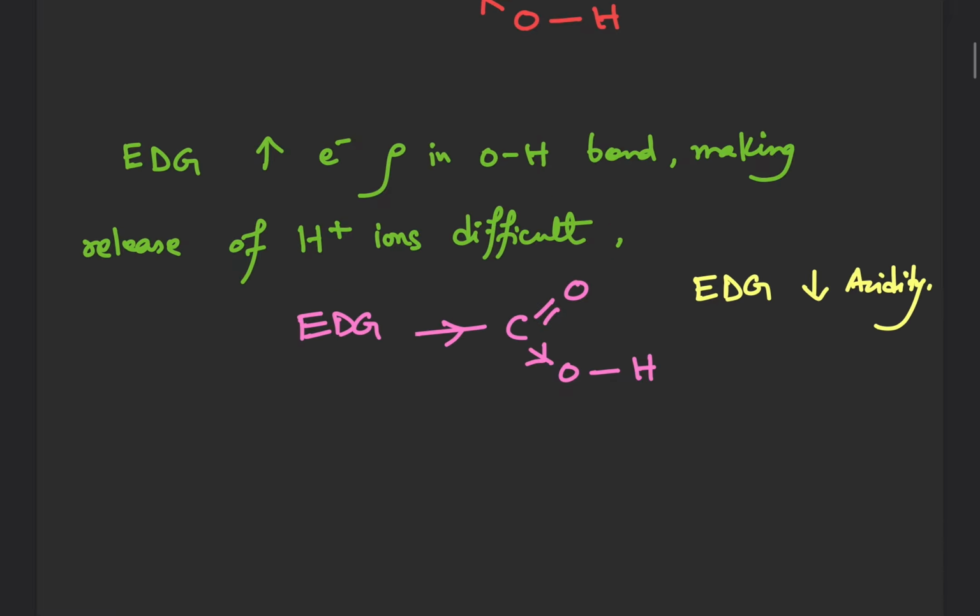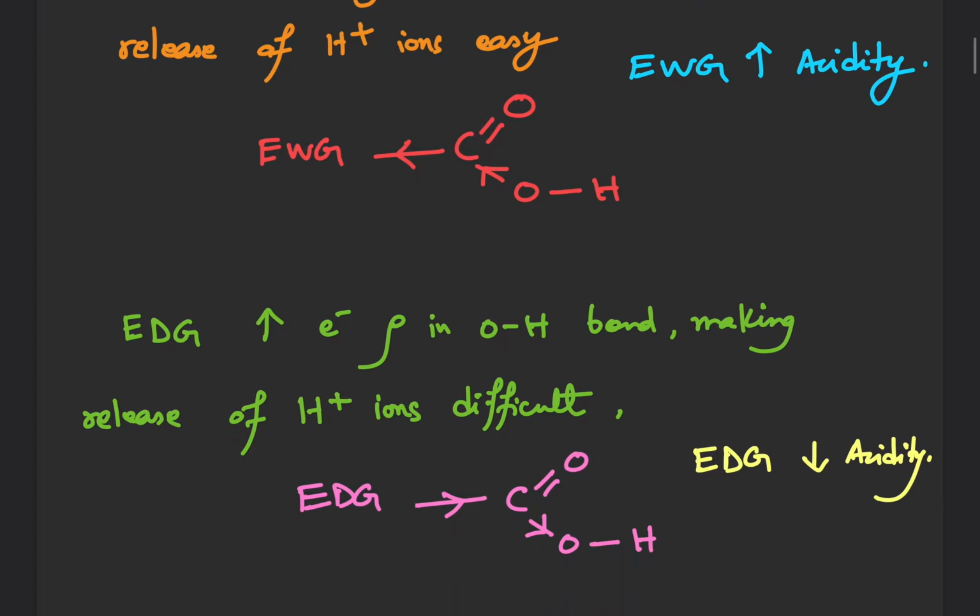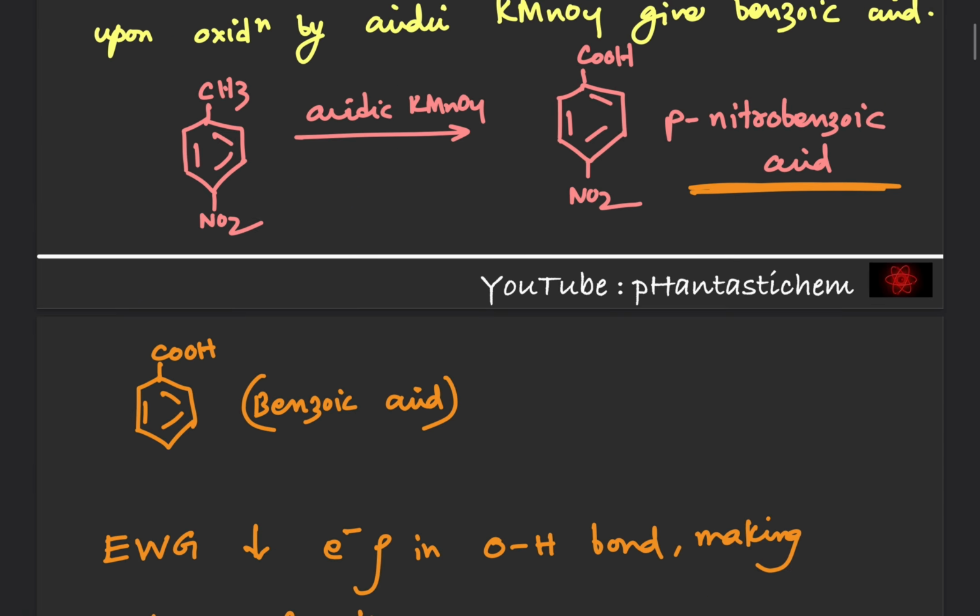Okay. So now coming back to para-nitrobenzoic acid, remember we have to compare the acidity of this one and this one. In para-nitrobenzoic acid, we have a NO2 group attached, which is an electron withdrawing group. Very important.